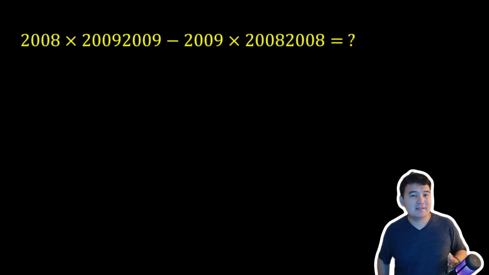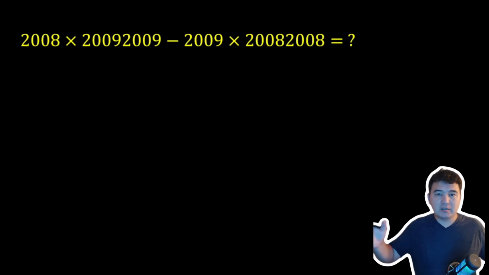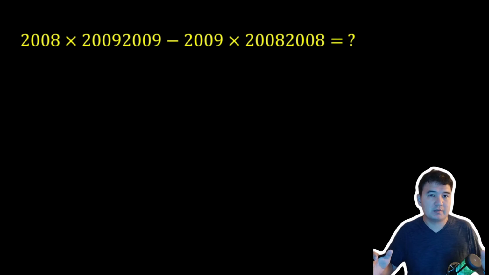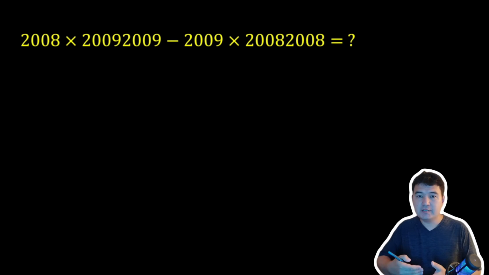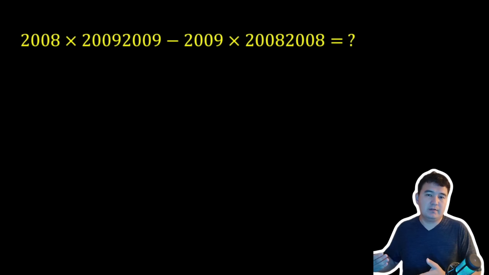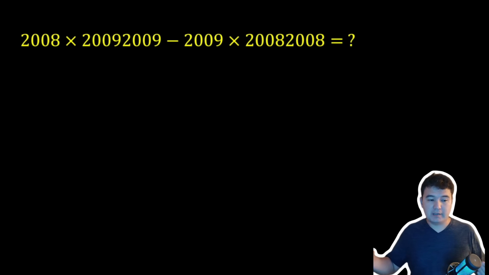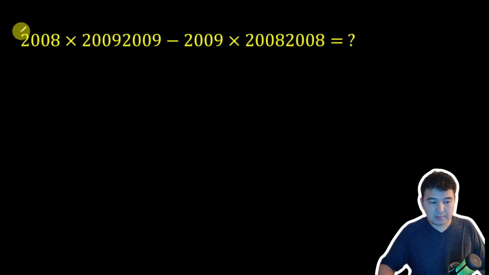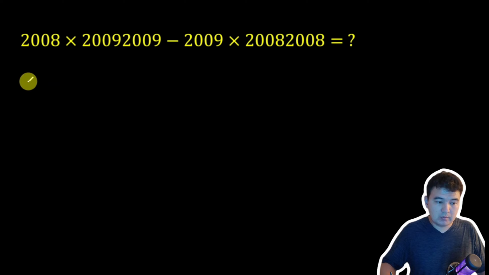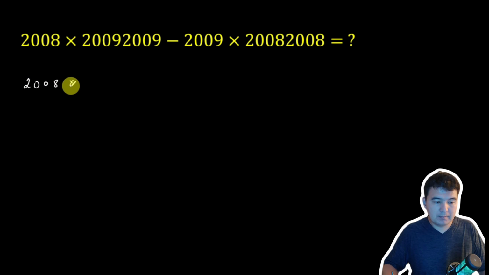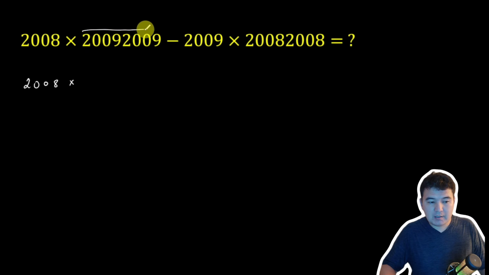Problem number 3. As I said, this is going to be your general approach for all of the problems from now on. Instead of multiplying, try to do division first and factorization first. That will make calculations faster. For example, instead of multiplying 2008 with this 8-digit number, I'm going to do something like this: 2008 multiplied by, this number is divisible by 2009, because 2009 and 2009.